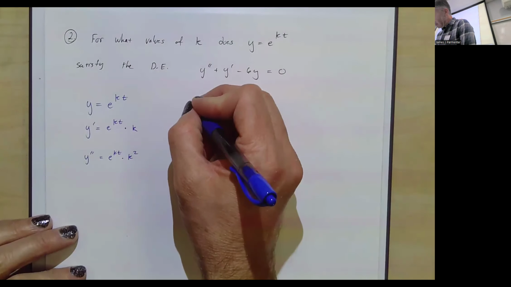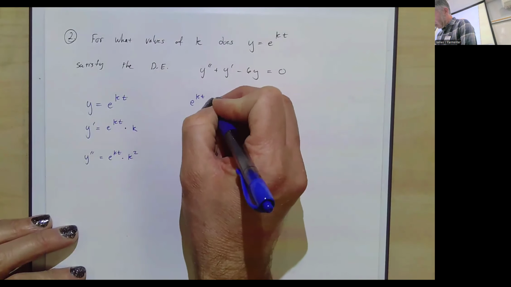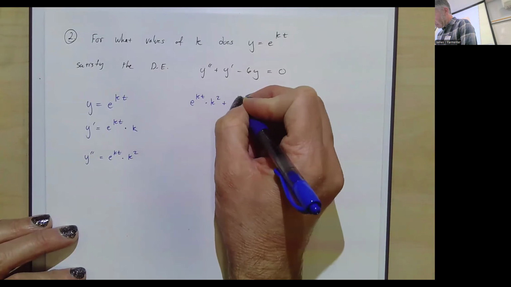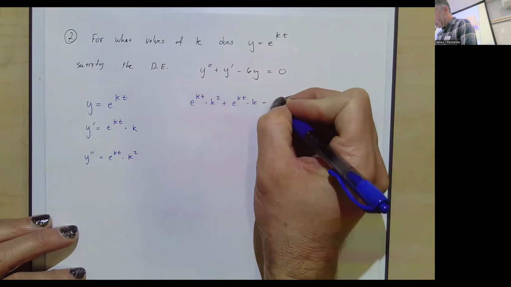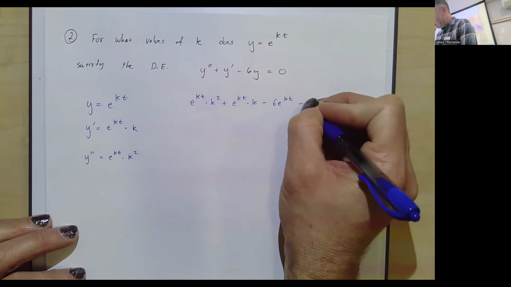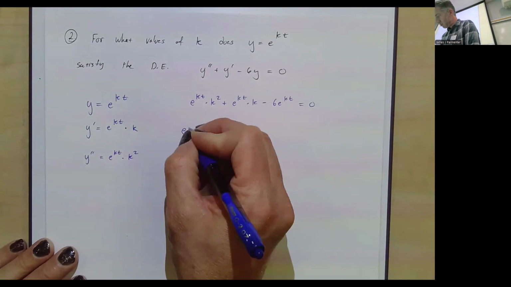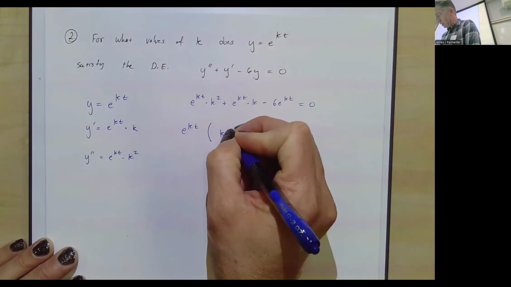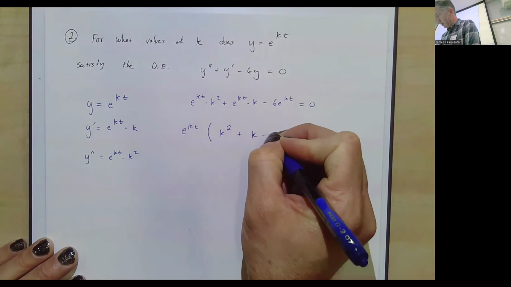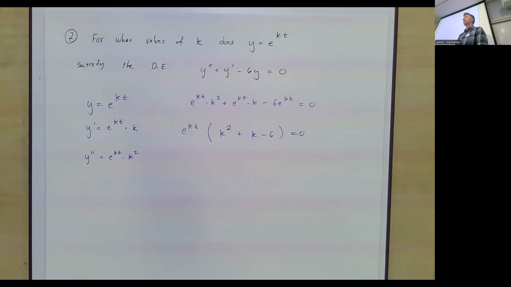We've got e to the kt times k squared plus e to the kt times k minus 6 times e to the kt equal to 0. And I should really just factor out e to the kt here. Okay, e to the kt times k squared plus k minus 6 equals 0. So I'm trying to figure out what values of k would make this equal to 0. I want to remind everybody that e to the something is never 0. It's always actually positive.